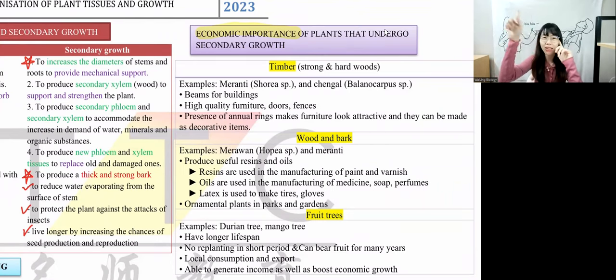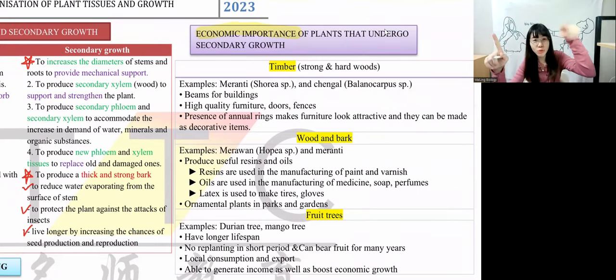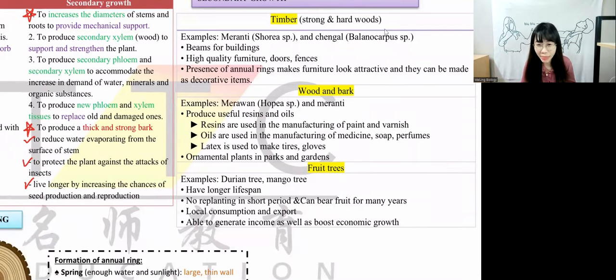But your ceiling, if it's not a plaster ceiling, your school ceiling, if you look at your school ceiling, it's square ones, right? Those are actually plywood. It's very thin plywood, okay? So timber is very strong. I will explain to you what is veneering later. And then we have wood and bark. Wood and bark is to produce resin and oil.